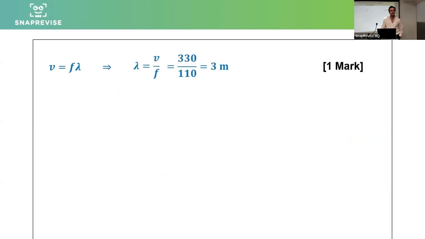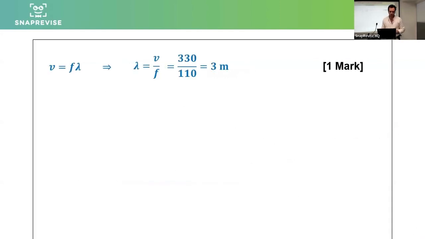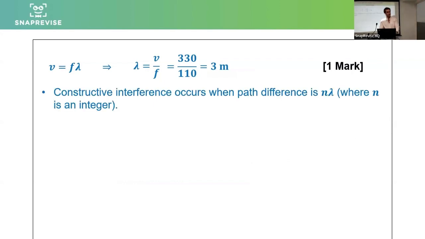Okie dokie. We're given the speed of sound, so we might as well use it. We've got a wave equation. What are we told? We're told the frequency, but we don't know the wavelength. So it'd be nice to work out the wavelength. 330 divided by 110. It's nice how those numbers work out. 3 meters is our wavelength.